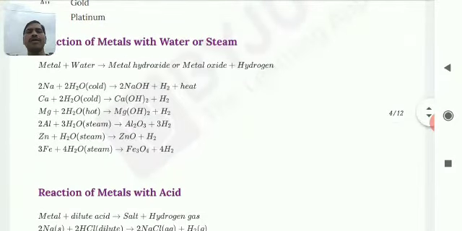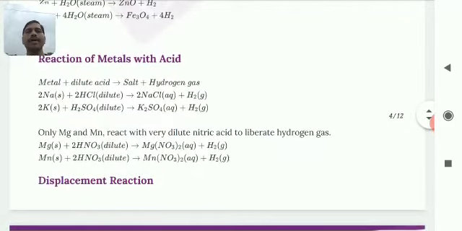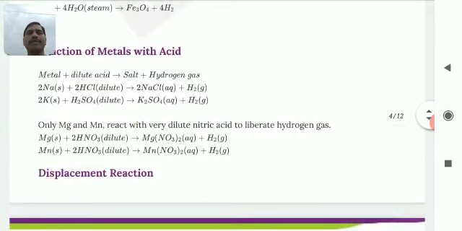Now let us see some of the reactions of metals with acids. Metals react with dilute acid to form salt and hydrogen gas. For example, sodium reacts with hydrochloric acid to form sodium chloride, and hydrogen gas is released. Potassium reacts with sulfuric acid to form potassium sulfate, and hydrogen gas is released.